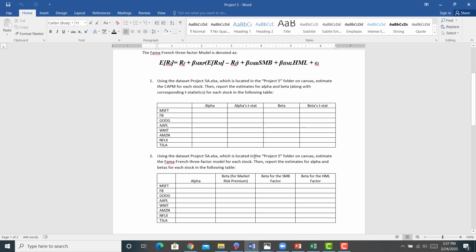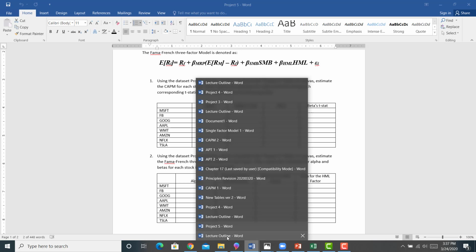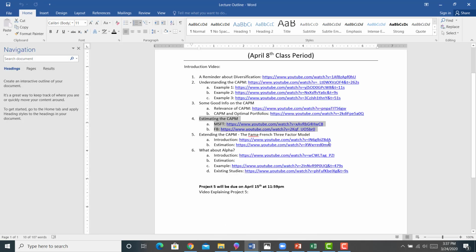We're also going to estimate the Fama-French three-factor model using the exact same data set. Okay. Report the estimates for alpha and the betas for each of the 8 stocks. Again, for those of you who want a little heads up, pay attention to this video. That will help you solve problem 2 on Project 5.